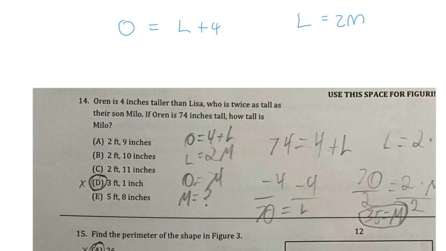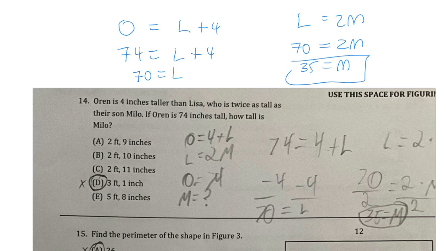So we want to know how tall Milo is if Oren is 74 inches tall. Oren is 74 inches tall, so we'll call that 74, and that is enough information to figure out what L is equal to. L is clearly equal to 70. In other words, Lisa's height is 70 inches, so we could put that here. So that would be 70 equals 2 times Milo's height. Dividing both sides by 2 would give us M equals 35. So Milo is 35 inches tall.